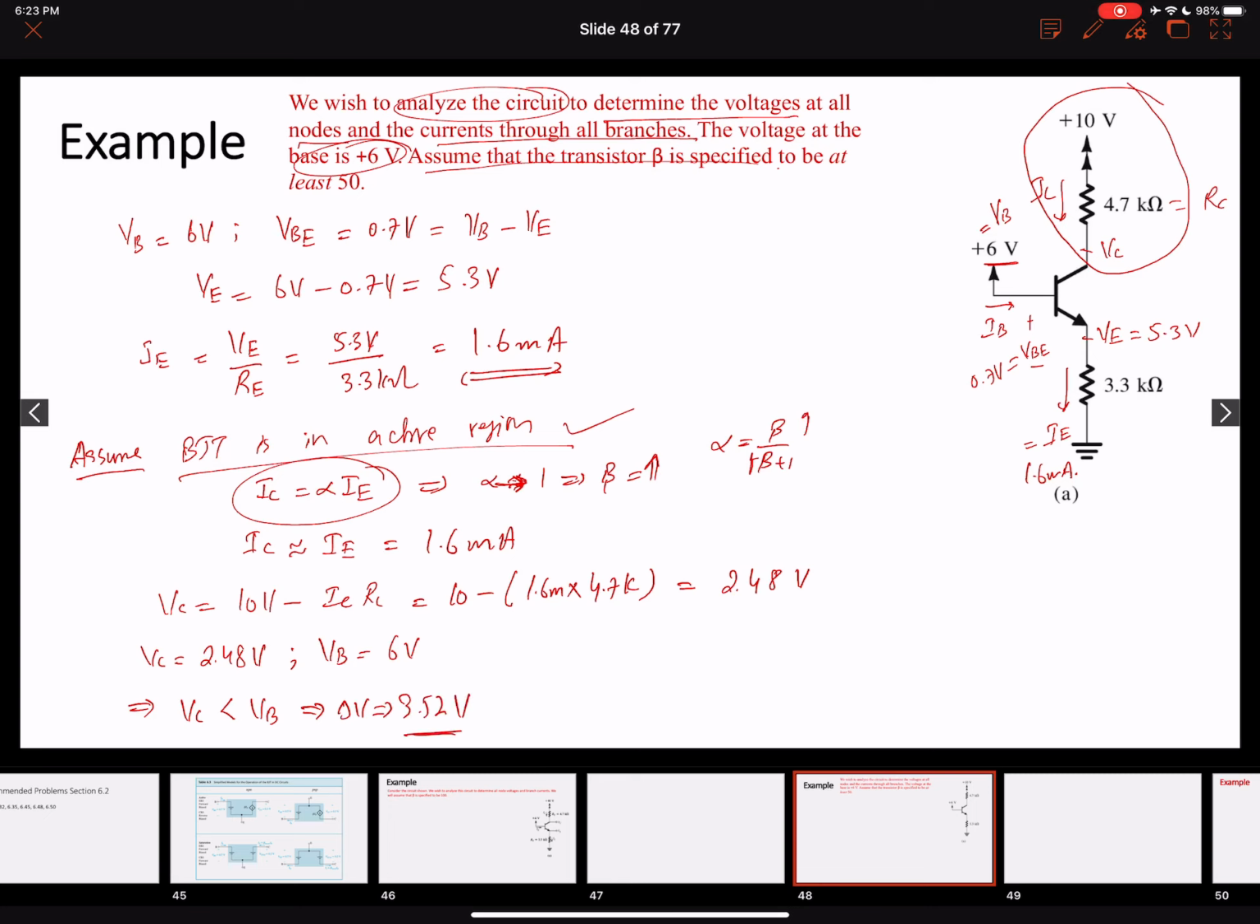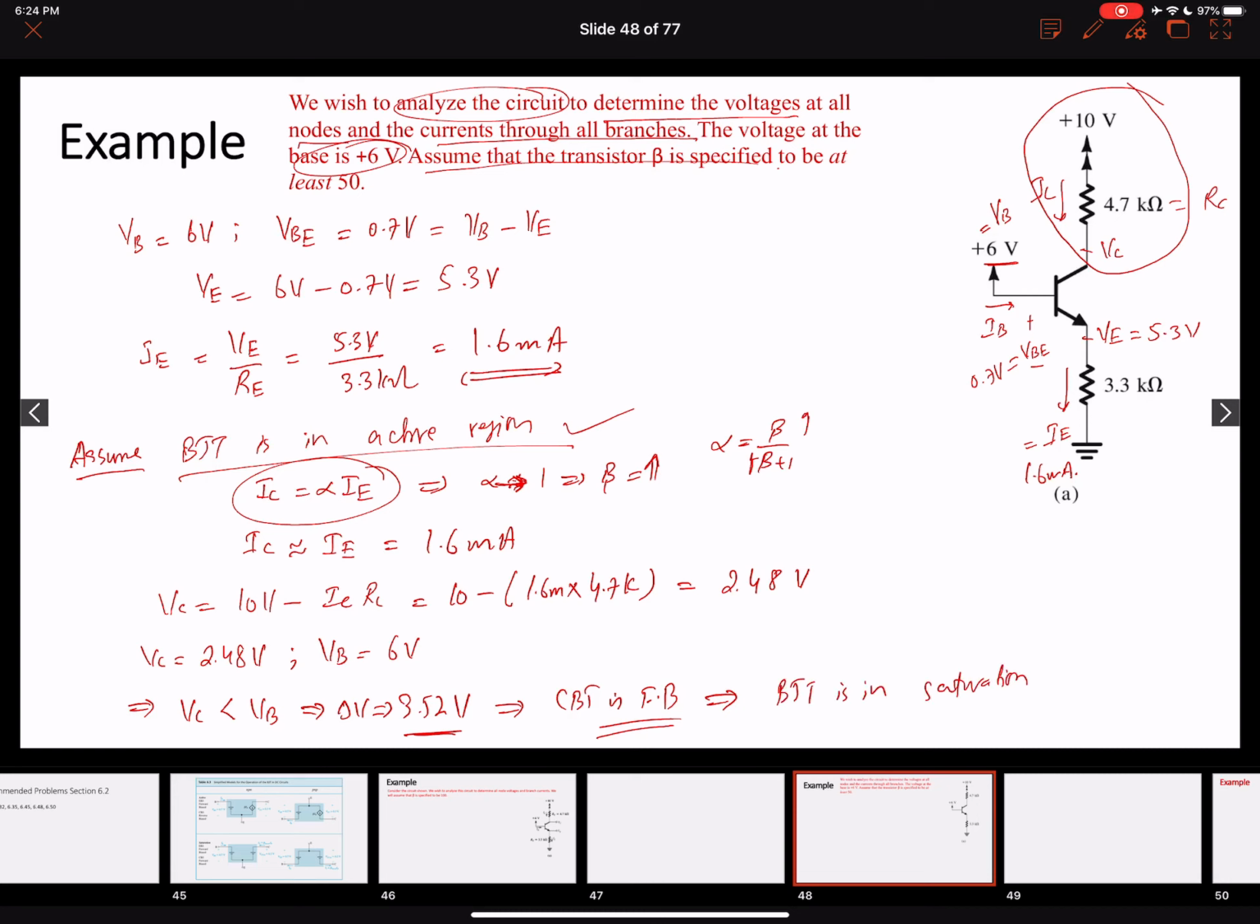The difference is 3.52 volts. So now the voltage at the base terminal is 3.52 volts higher as compared to the collector in this NPN transistor, NPN BJT. So this means that the collector to base junction is forward biased. And if the collector to base junction is forward biased, the BJT is in saturation and not active. So this means that our initial assumption was incorrect. Our BJT is not in the active region. However, our BJT is in the saturation region.